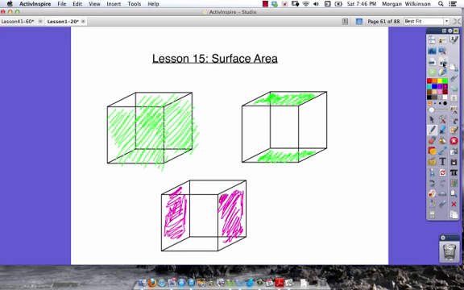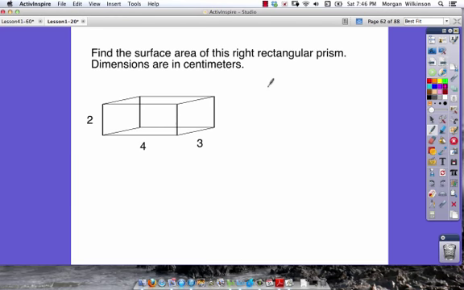Let's go ahead and look at a problem. Say we have this one. We want to find the surface area of this right rectangular prism. Dimensions are in centimeters. As we go through this slide, I'm going to shade in parts of this right rectangular prism. You do not have to do that on your notes. The first thing we want to do is find the area of the front face and the back face.